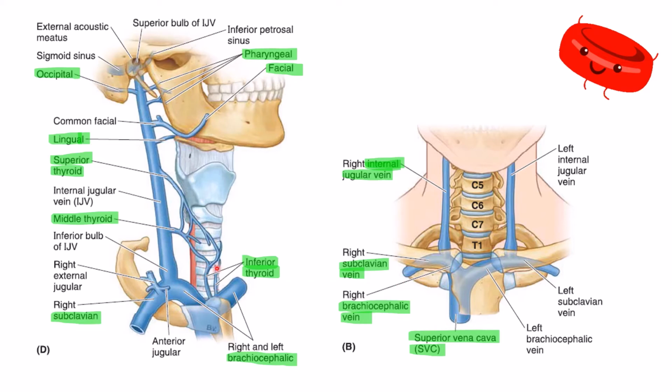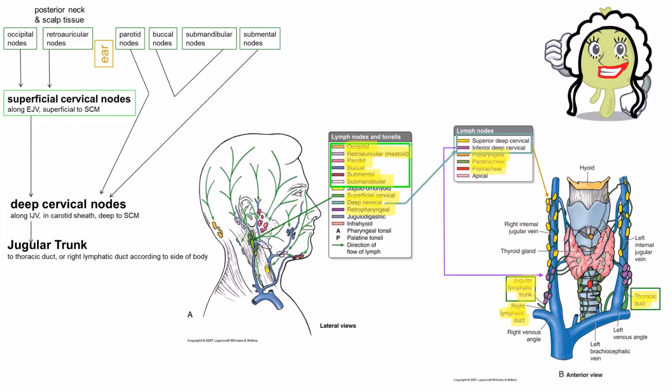Note, the inferior thyroid veins run directly into the brachiocephalic vein. Let's turn our attention now to lymphatics.